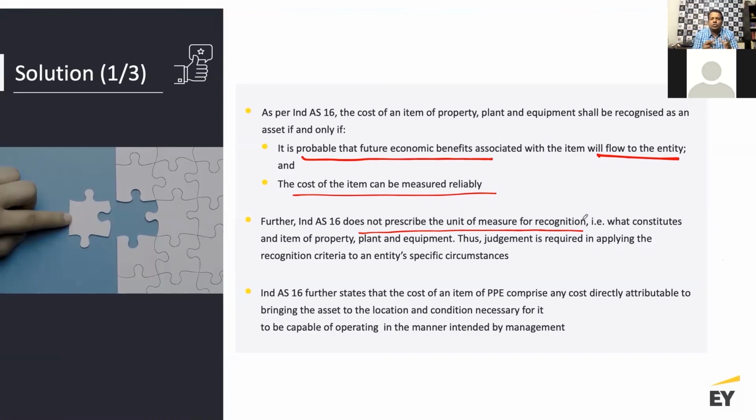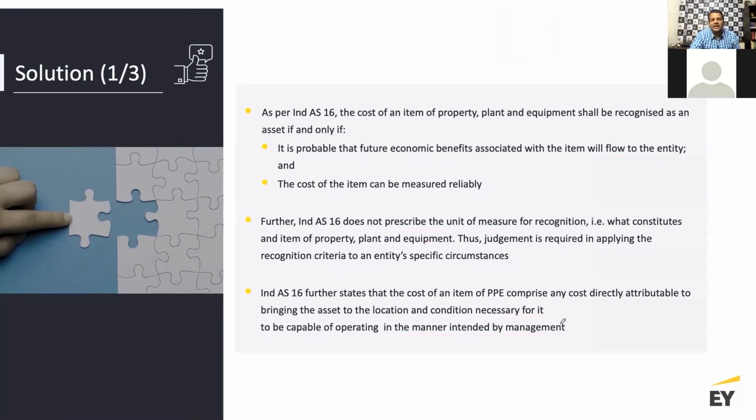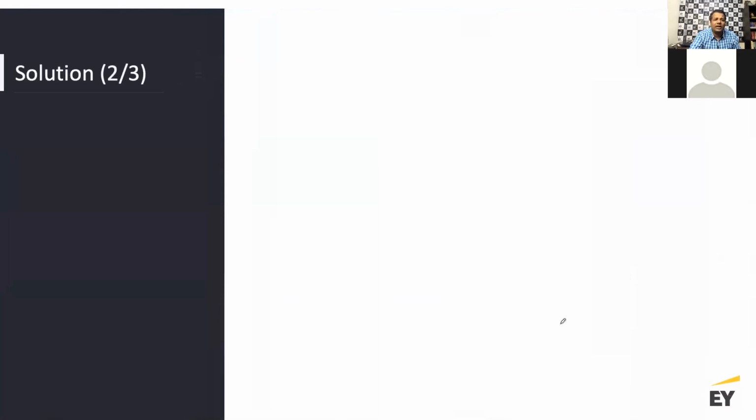Here, since you do not have the control over the asset, you combine this with your factory building. What constitutes an item of property, plant and equipment? Judgment is required. As I said, you have to apply the judgment. It doesn't specify the unit of account and recognition criteria of an entity's specific circumstances. Ind AS 16 further states that the cost of an item of PPE comprises any costs directly attributable to bring the asset to the location and condition which is necessary for it to be capable of operating in the manner intended by the management. So whatever additional cost I'm going to incur to bring the asset to its present condition and location is also allowed to be capitalized.